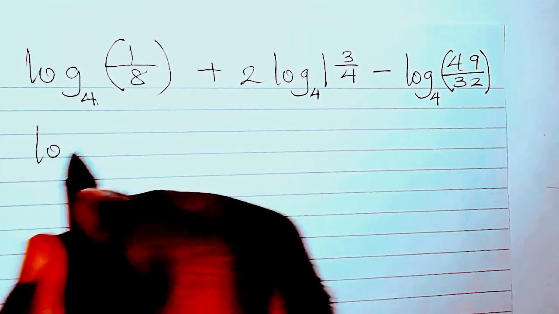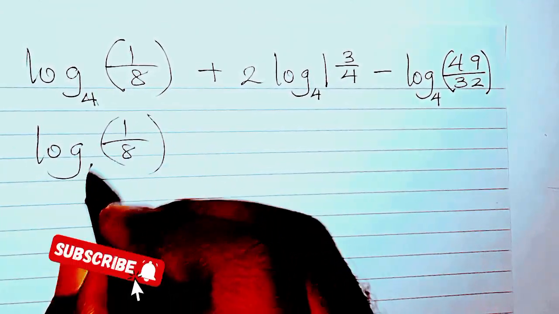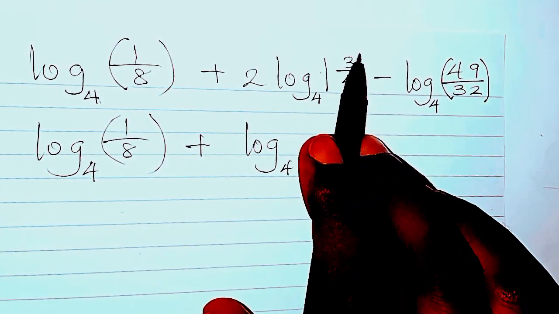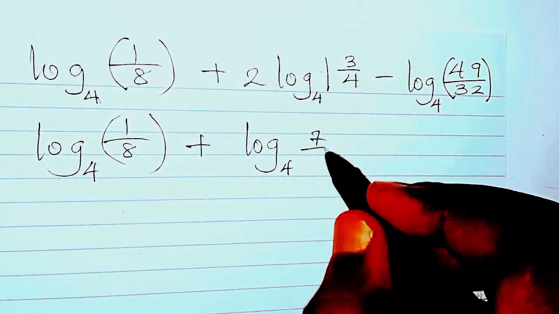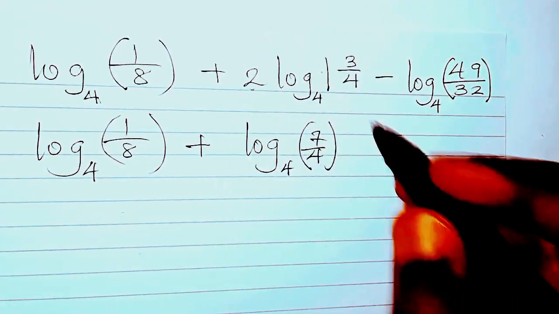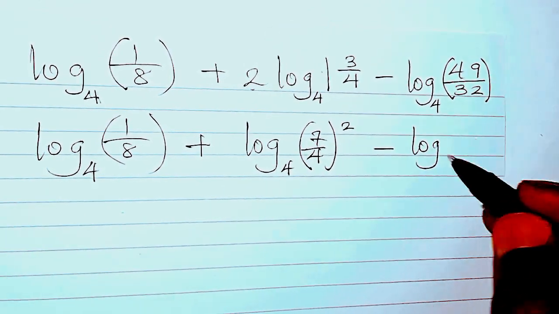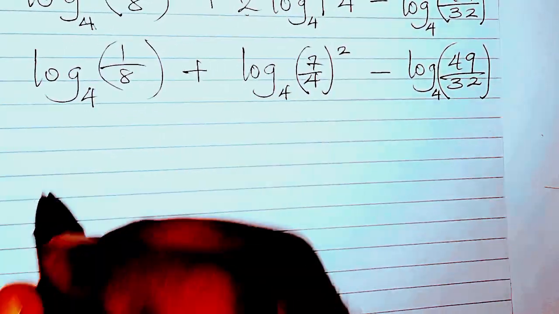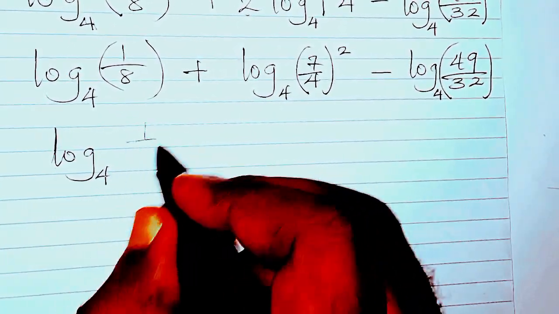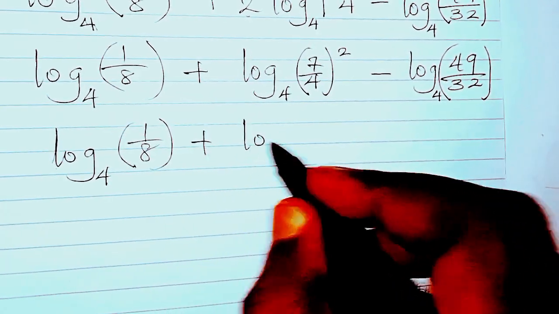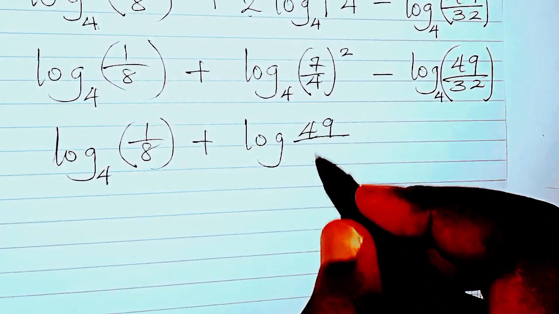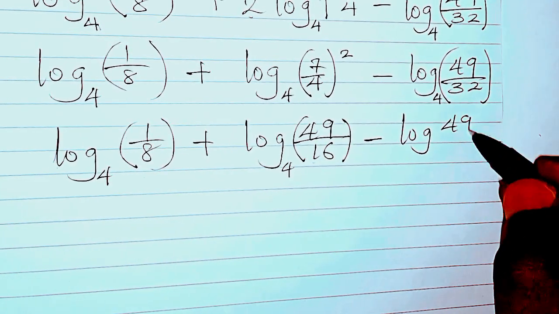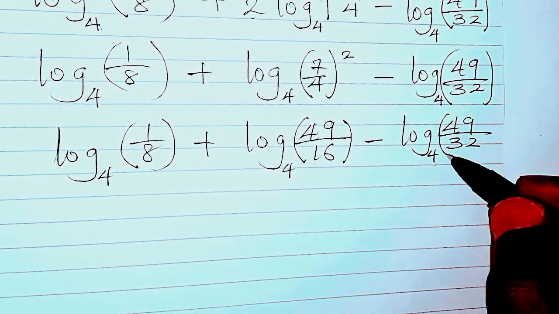So we just have to do log 1 over 8 base 4 plus log, okay, to base 4, 1 times 4 plus 3. That's going to be 7 over 4. Then moving these two back, that becomes square, minus log 49 over 32 base 4. And then here is log to base 4 of 1 over 8 plus log 7 squared, that's 49 over 16 base 4, and then minus log 49 over 32 base 4.